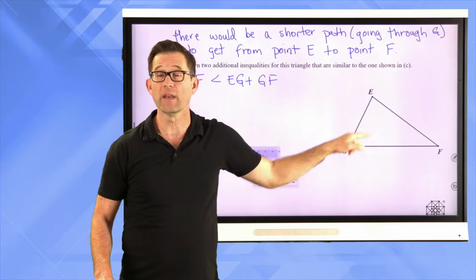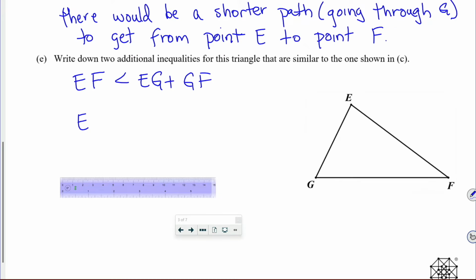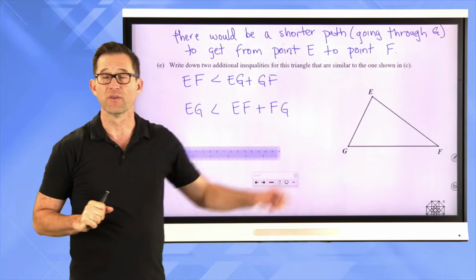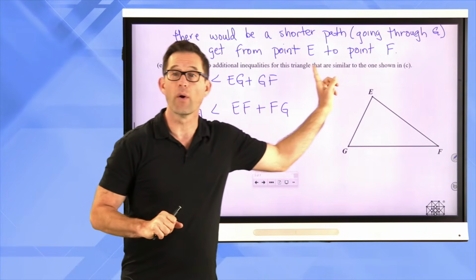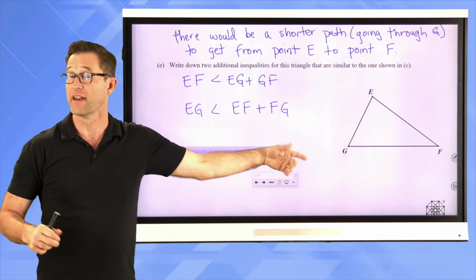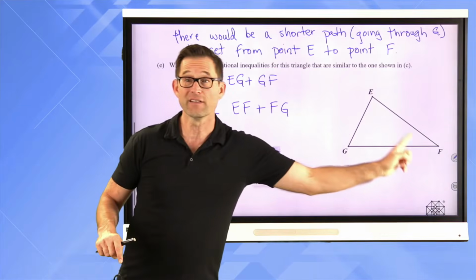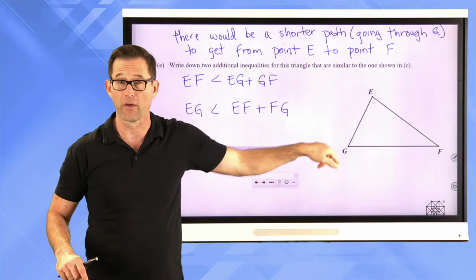Well, I can do that between any 2 points on this triangle. Let's do it for EG. So to go from E to G, EG must be less than going from E to F and then from F to G, right? And again, if it wasn't, then this would be the quickest path to get from E to G rather than just going through there.